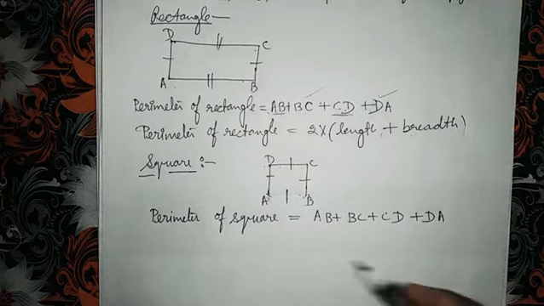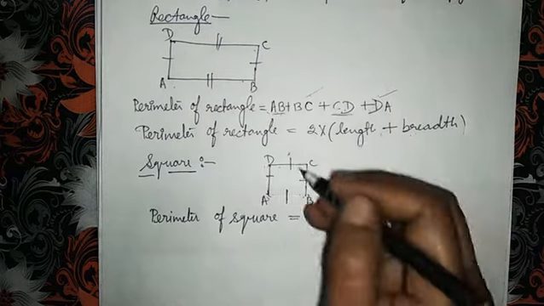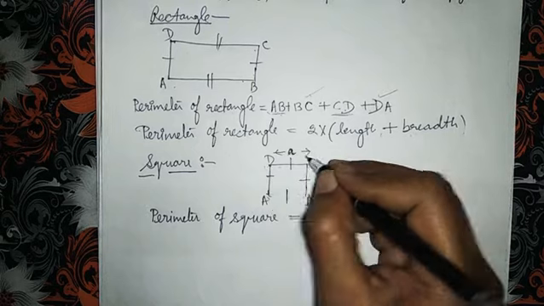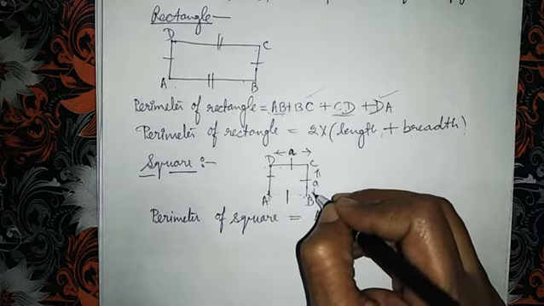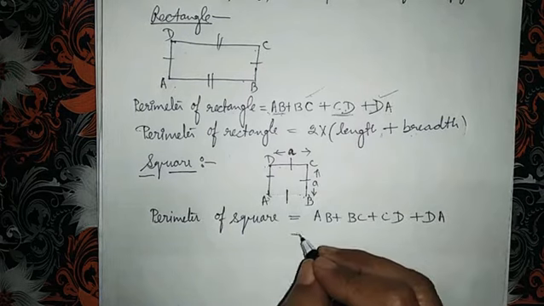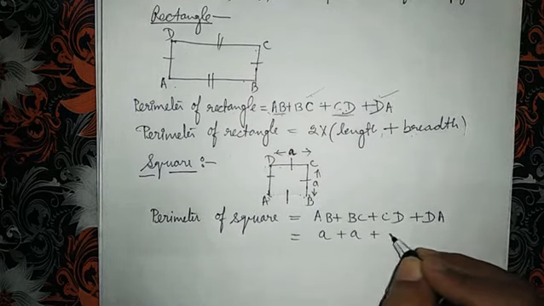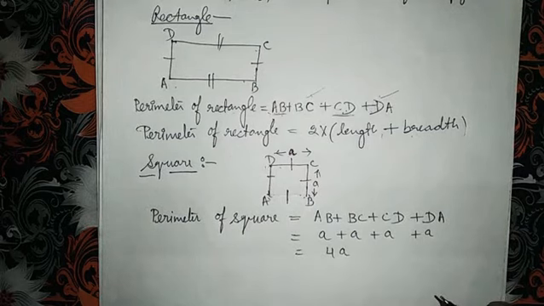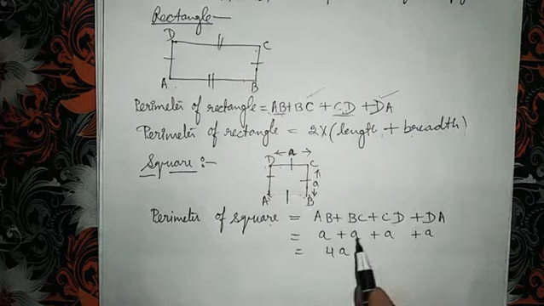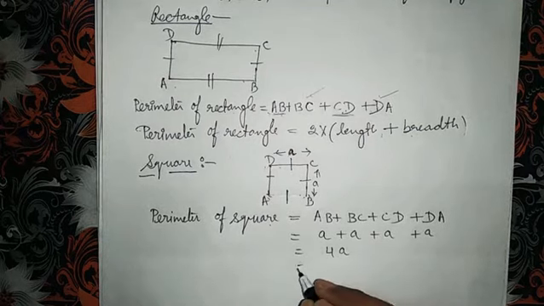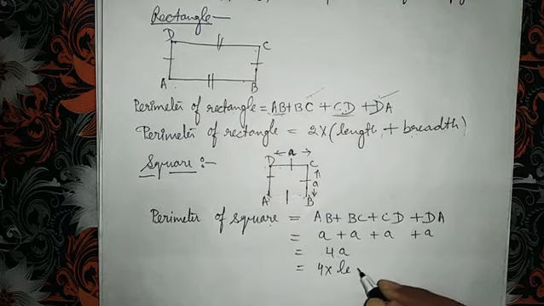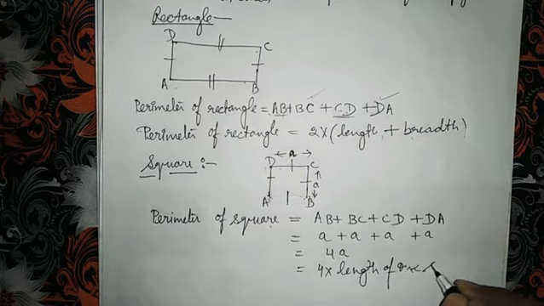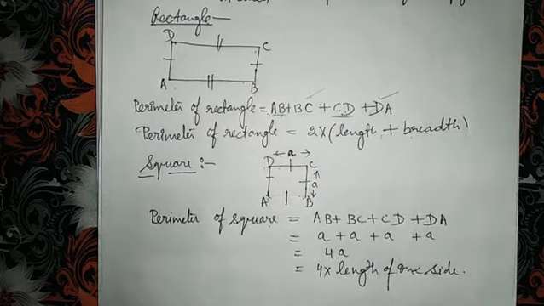Suppose that if length of one side is A, then length of this side will also be A. So here A plus A plus A plus A is equals to 4A. And for perimeter of a square, you can use this formula: 4 into length of one side.